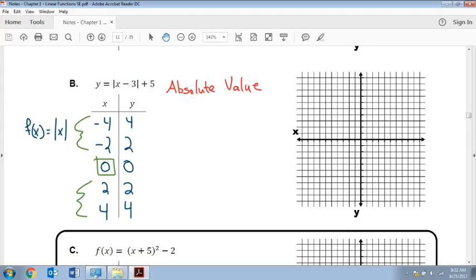Let's go ahead and graph it. Negative 4, 4. Negative 2, 2. 0, 0. 2, 2. 4, 4. And if you notice, this gives you a nice straight line, so I'm just going to continue those dots out to the edge. We know that an absolute value is a straight line, so that will help keep me on track.